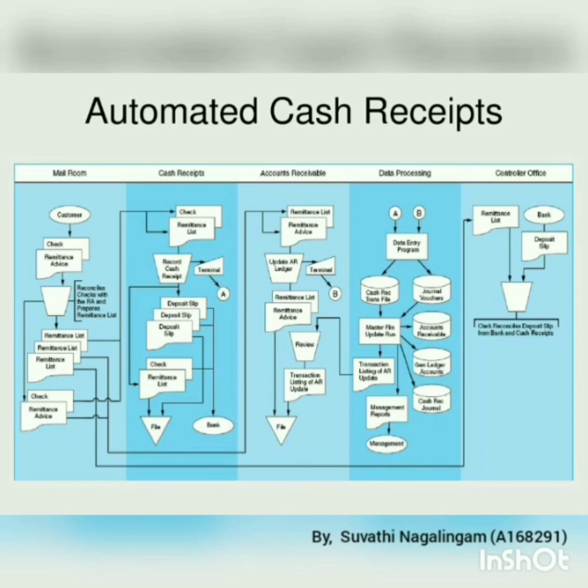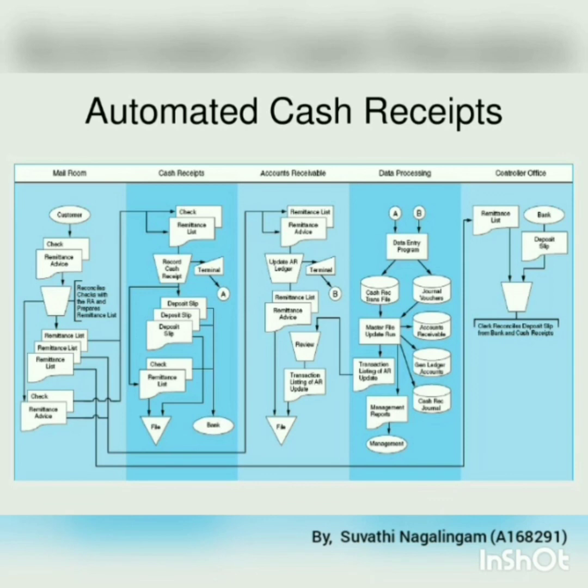Second is cash receipt department. The cash receipt clerk reconciles the checks and the remittance list and prepares the deposit slips. Via terminal, the clerk creates a journal voucher and record of total cash received. The clerk files the remittance list and one copy of the deposit slip. At the end of the day, the clerk deposits the cash in the bank.